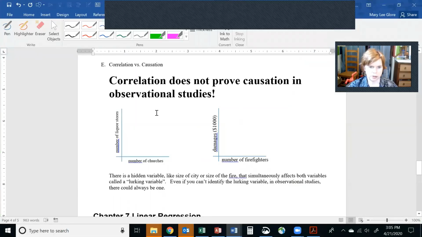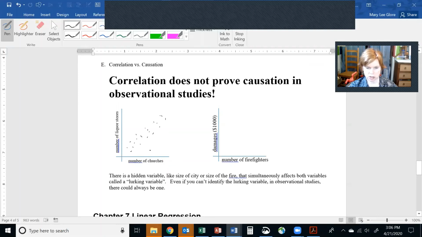All right, so over here I've got an example. If we were looking at different cities in the United States and we counted the number of churches and the number of liquor stores, we would see a very positive linear association. Now, why is this happening?